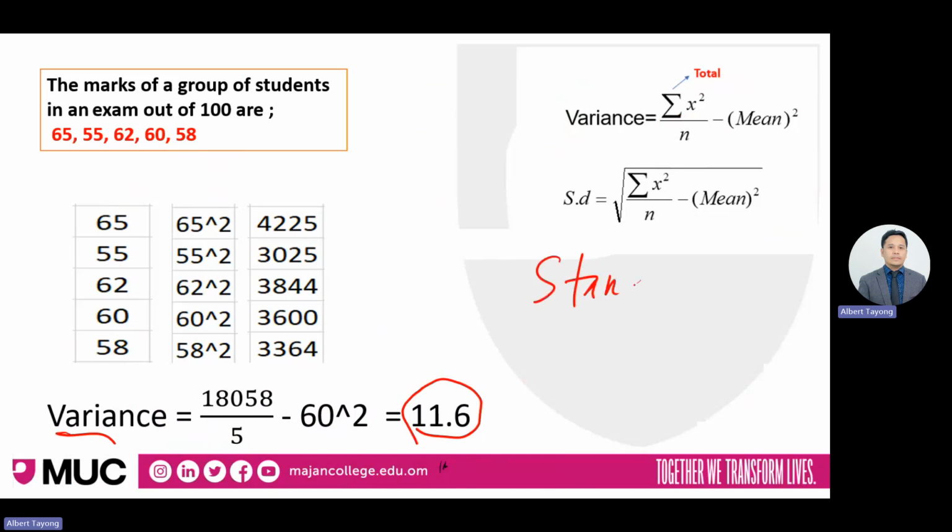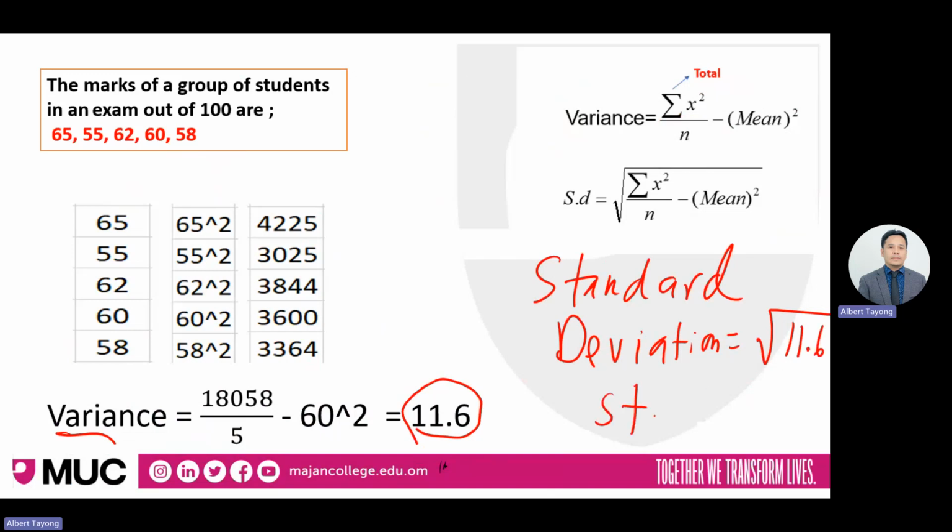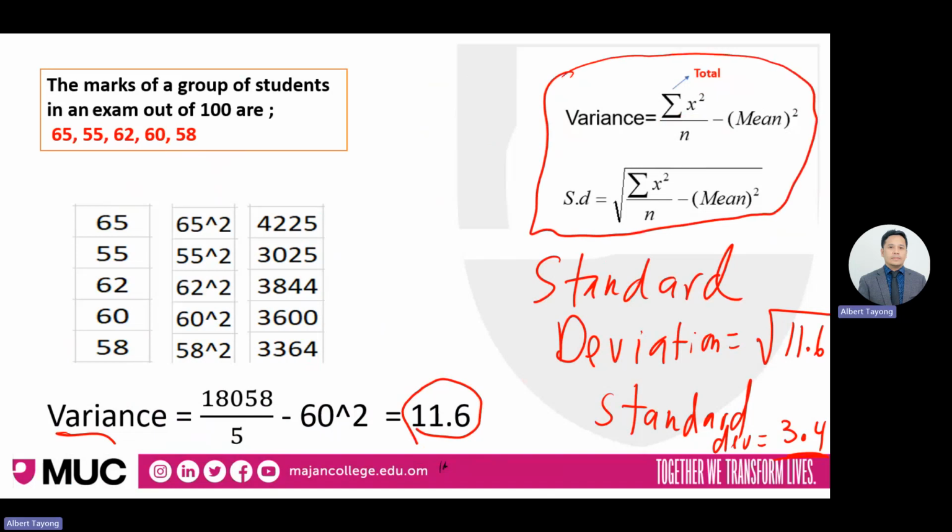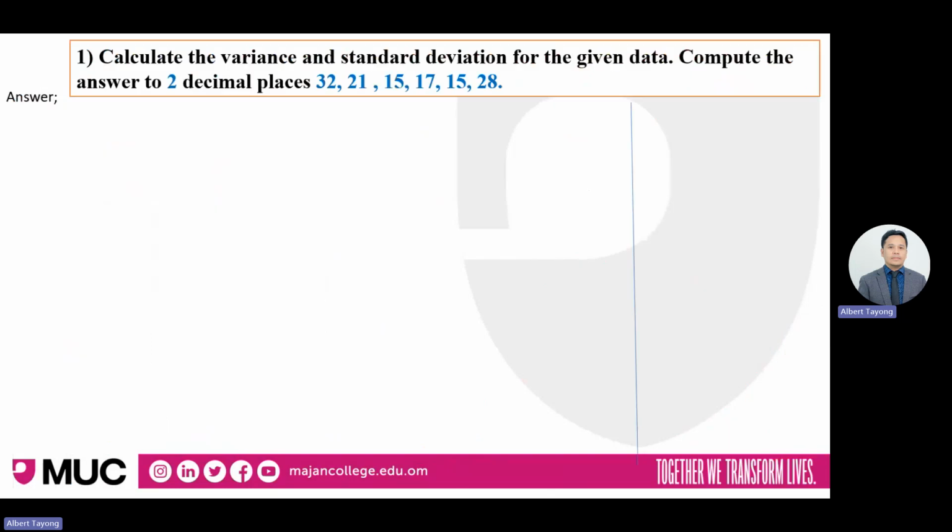Standard deviation is the square root of 11.6. So approximately that is 3.4. Right? So this is what we're going to use in the test. Use the formula to calculate or to solve for the variance and the standard deviation. Let's now have more examples for you to understand better.